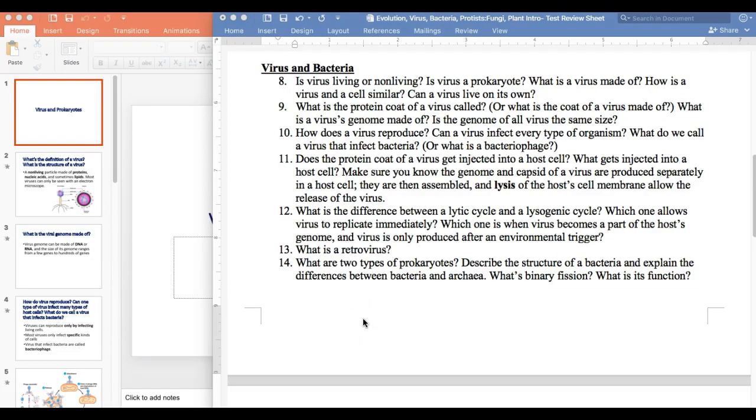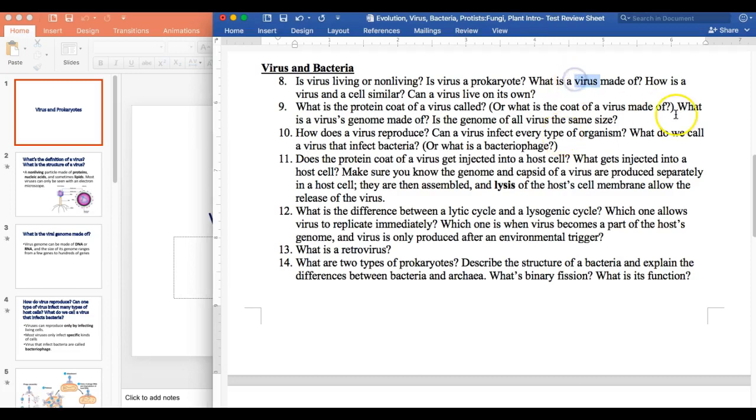Now we're on to virus and bacteria. The first question for virus is, is a virus living or non-living? Please, please, please. It's not living. Because a virus cannot live on its own, so it's non-living. Is a virus a prokaryote? It is not. A virus is non-living. A prokaryote is Bacteria or Archaea. A virus is none of those, so a virus is not a prokaryote.